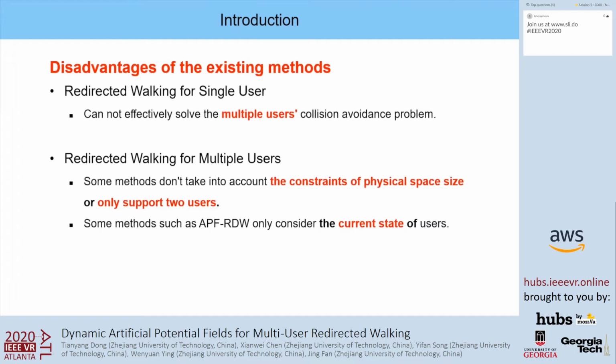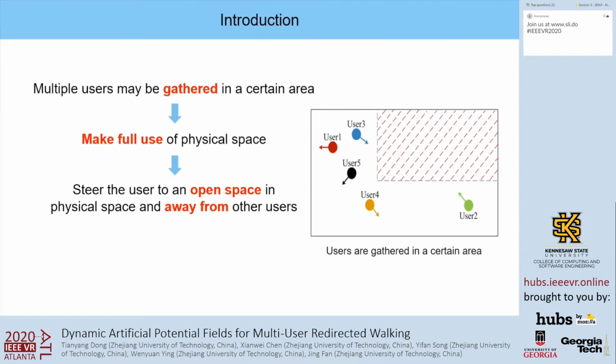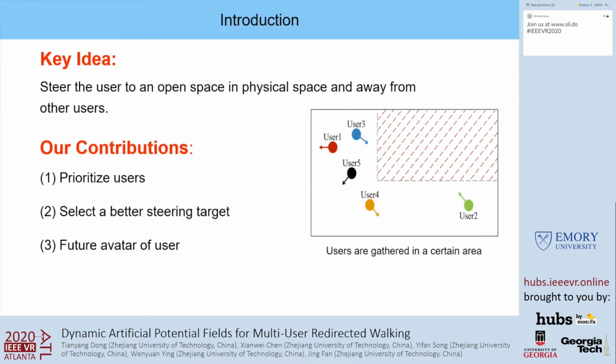When multiple users are present in the same physical space, they may be gathered in a certain area. So, in order to avoid collisions and make full use of physical space, we can steer the user to an open space and away from other users. The key idea of our paper is steering the user to an open physical space and away from other users.